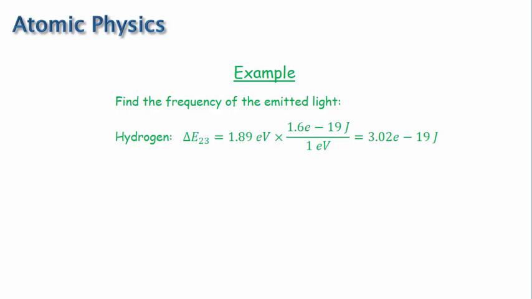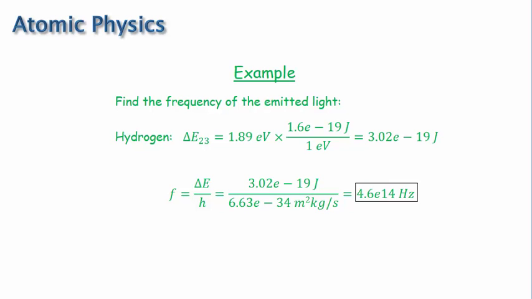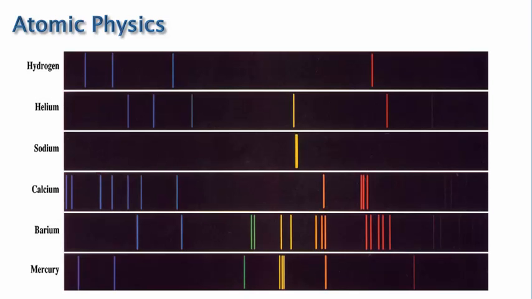Now we can use the equation derived a moment ago and solve it for frequency. Then, plugging in the values, we get that the frequency of the emitted light is 4.6 times 10 to the 14 hertz, or 460 terahertz. This frequency is in the red part of the visible spectrum. So if you recall the chart we looked at before, that would account for this emission line here.